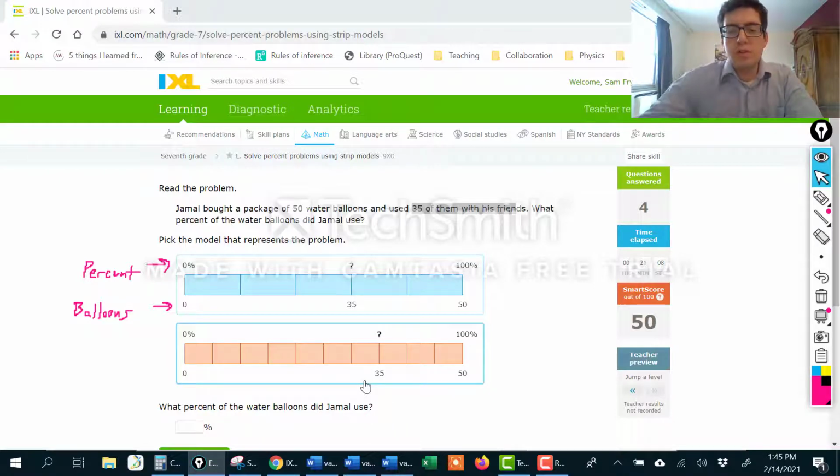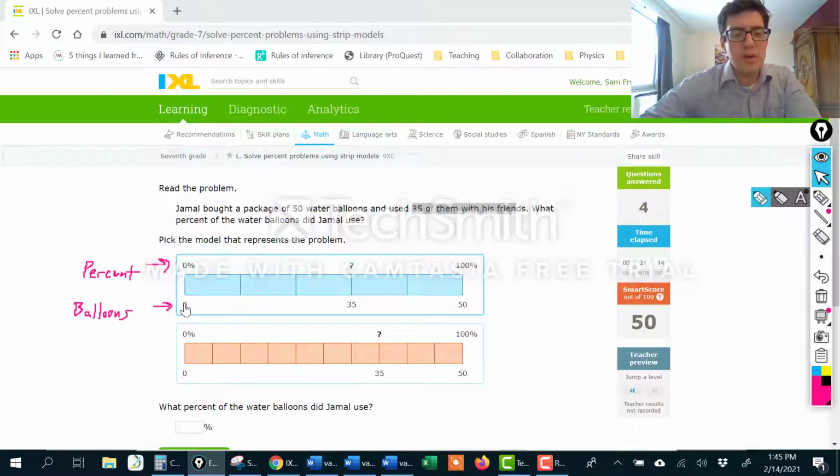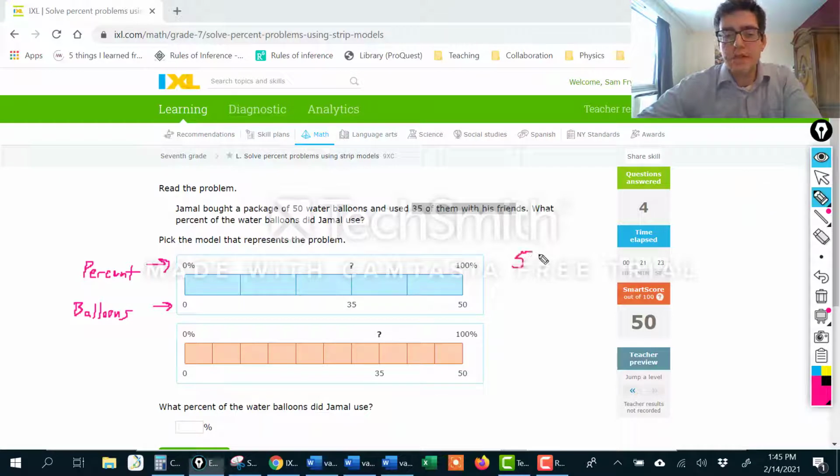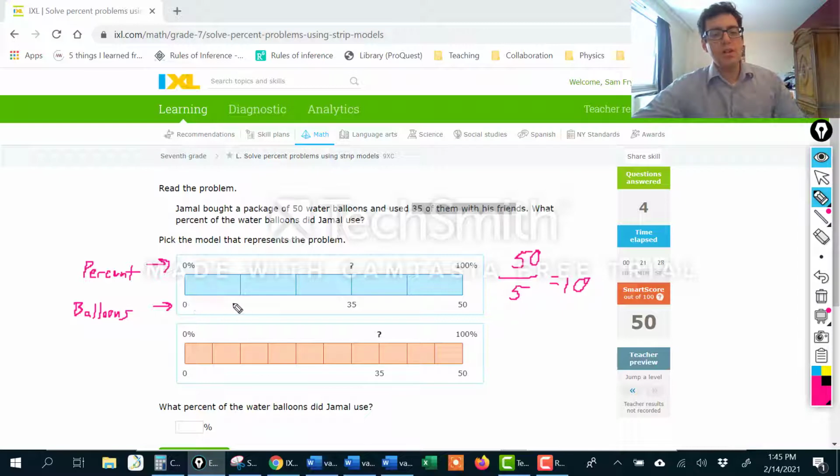But here's what we will do to reason out which of these models is correct. We're going to reason this way. If this is going from 0 to 50, and it's been broken up into 1, 2, 3, 4, 5 boxes, let's do 50 divided by 5, which is 10, and that means that all of these should be counting up by 10. So 0, 10, 20. This should be 30 over here, not 35, 40, 50. So this is wrong over here.